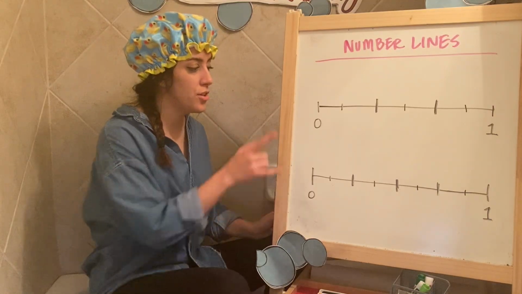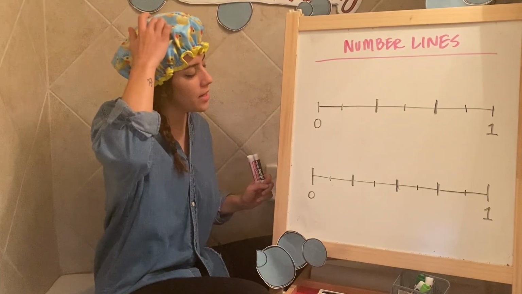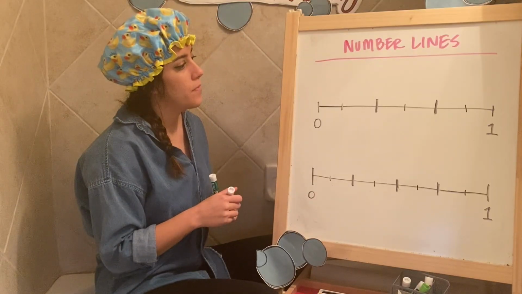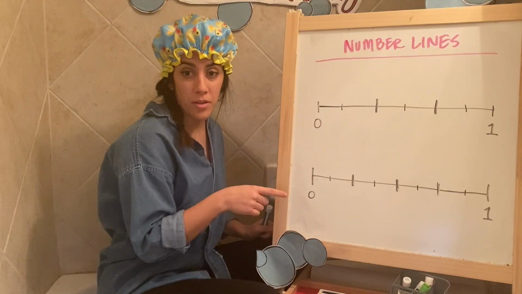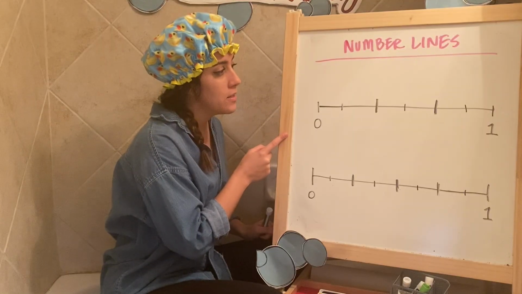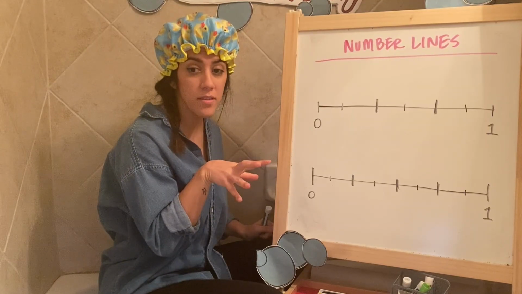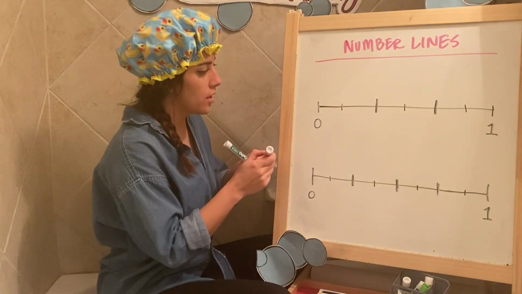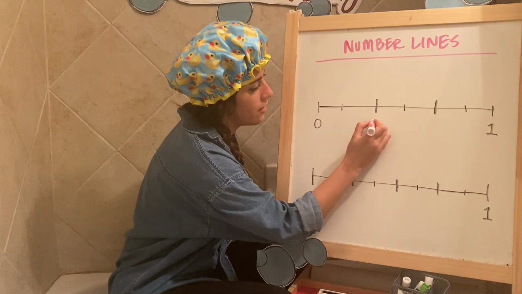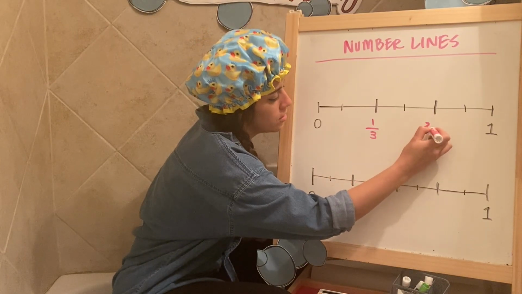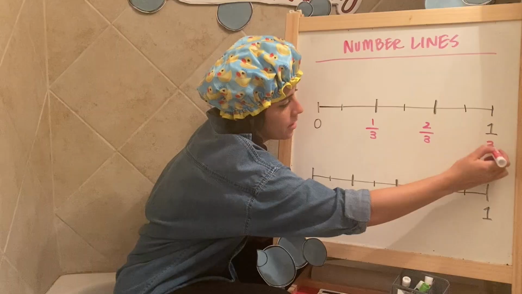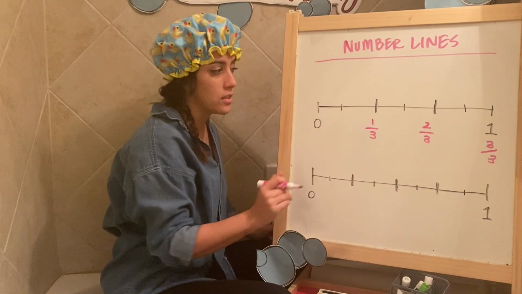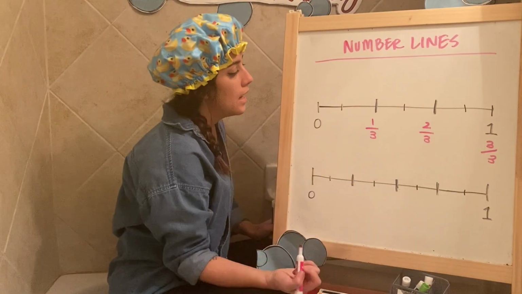Okay, number lines. I'm going to show you 2 different examples. We'll take it one at a time. And I'll show you in 2 different colors so you don't get confused. All right, I have 0 to 1 on both number lines. Let's look at the first one. I split this up into thirds. So if I were to go a little bit at a time, I would have 1/3, 2/3, and then to get to 1 equals 3/3, right? 3 out of 3. So this is one way to look at it from 0 to 1.